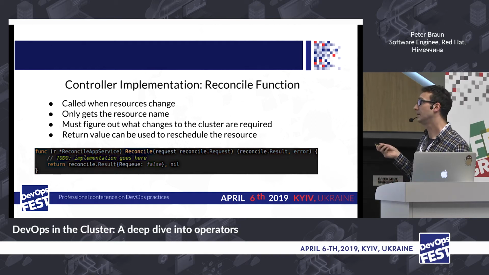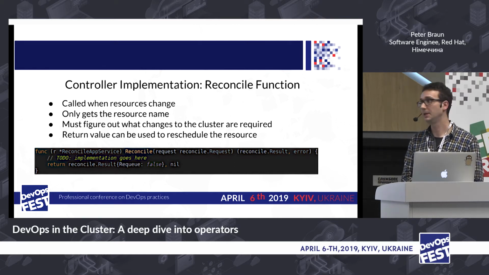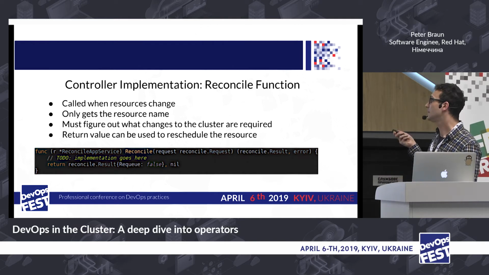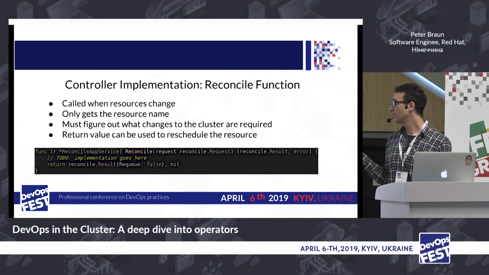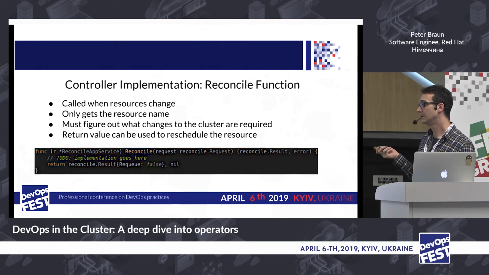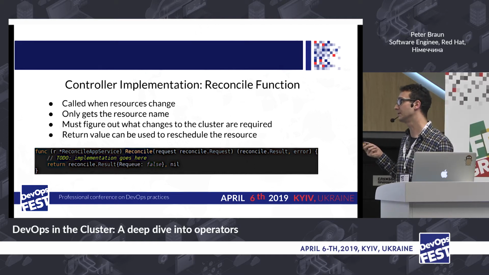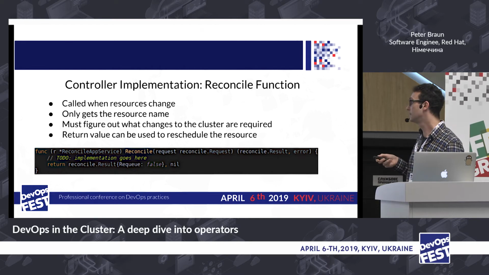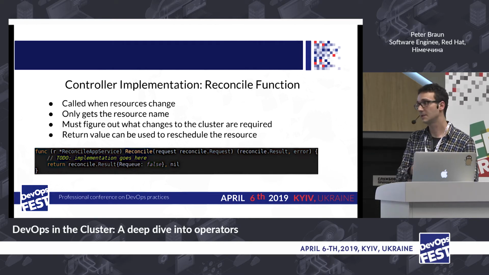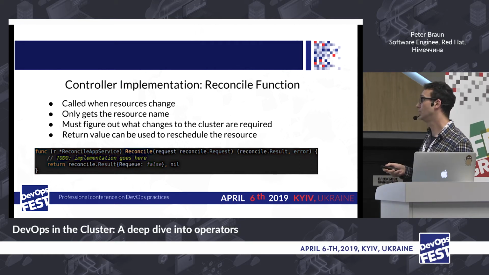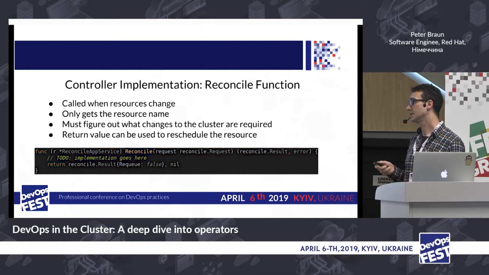The most important thing, or probably the main thing you are going to change in your controller, will be inside the reconcile function. There you only get the resource name that has changed. So this function will be invoked every time a resource that your controller cares about has changed. You get the resource name, but you don't know what has changed. So that's the job of the reconcile function. So you have to fetch the resource, figure out what you have to do by comparing the spec and the status. And then you can use the return value of this function to either reschedule it or just forget it.